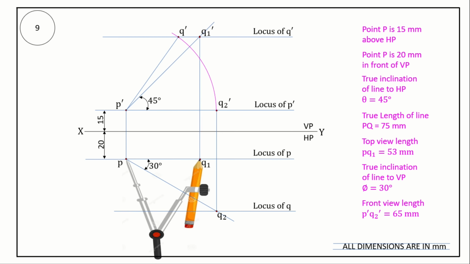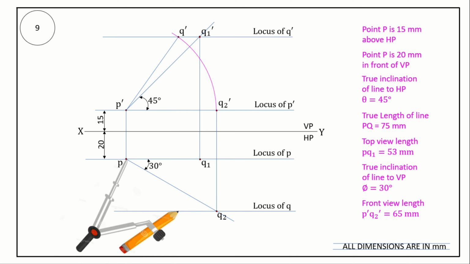Now, take a compass, measure the length PQ1 equal to 53 mm. With center P, draw an arc. This arc cuts the locus of Q at a point Q. Join P and Q by a straight line. This line is the top view of the line.